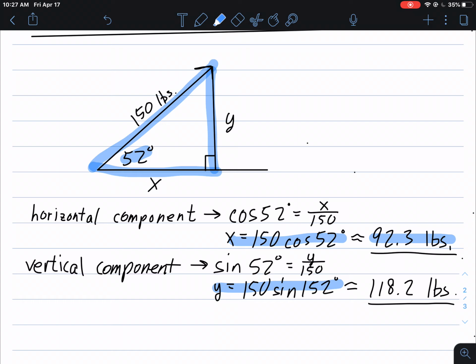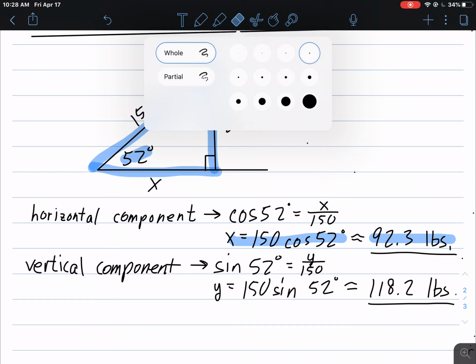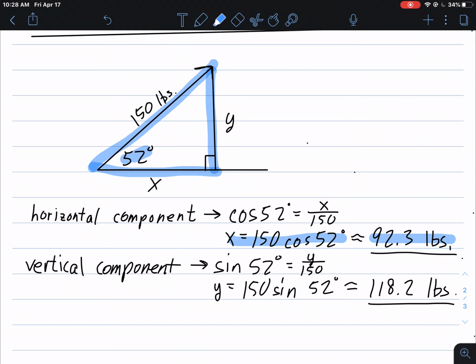That should be 52, not 152. I think I meant to put a parentheses there, probably. Okay. And that would give you approximately 118.2, and again in pounds.